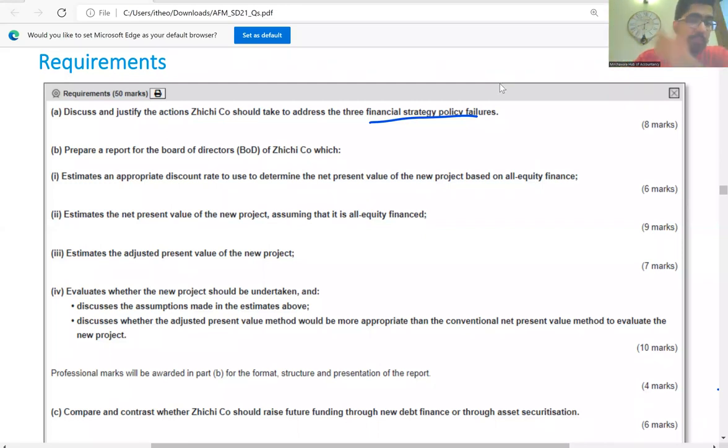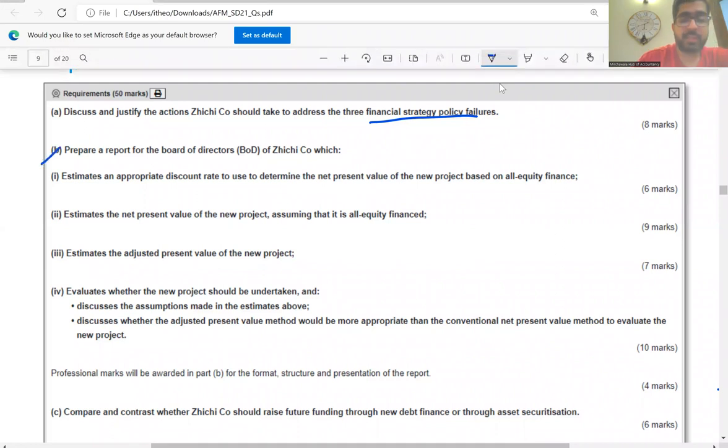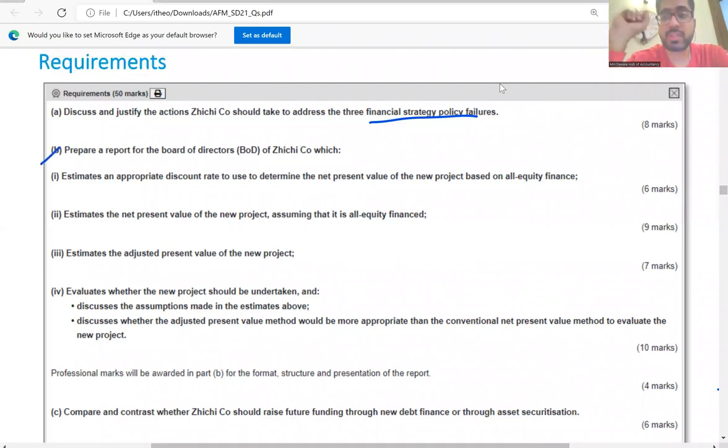Second part, we needed to prepare a report to the board of directors. Now, remember, you need to gain professional marks as well. Therefore, the report must have a standardized format: to, from, date, subject, introduction. To: board of directors. From: if a post is mentioned, use it, otherwise leave it. Date: leave it, DDMMYY. Subject: ZHICHI project or diversification project, etc.